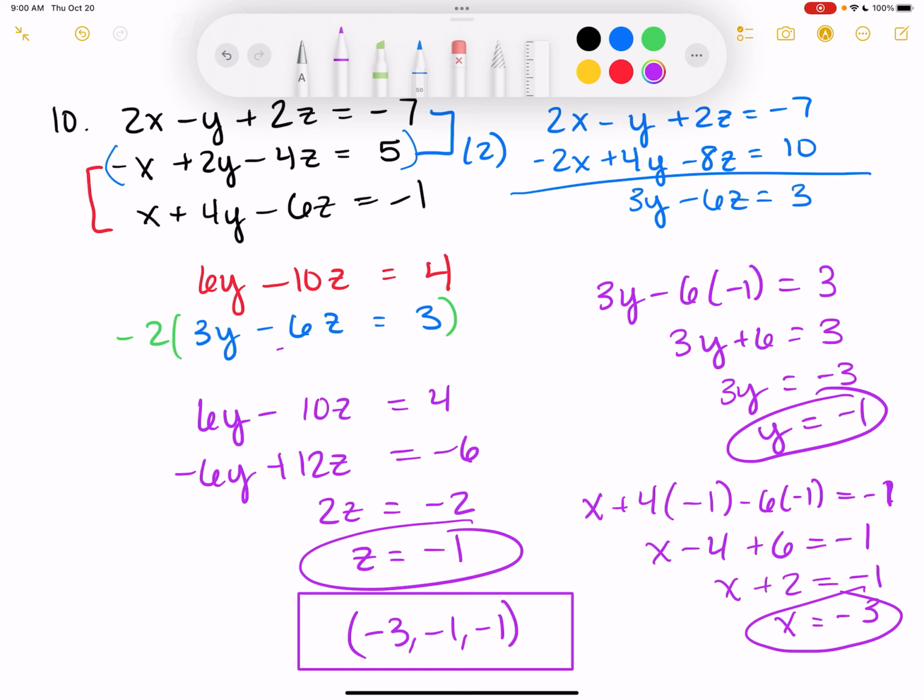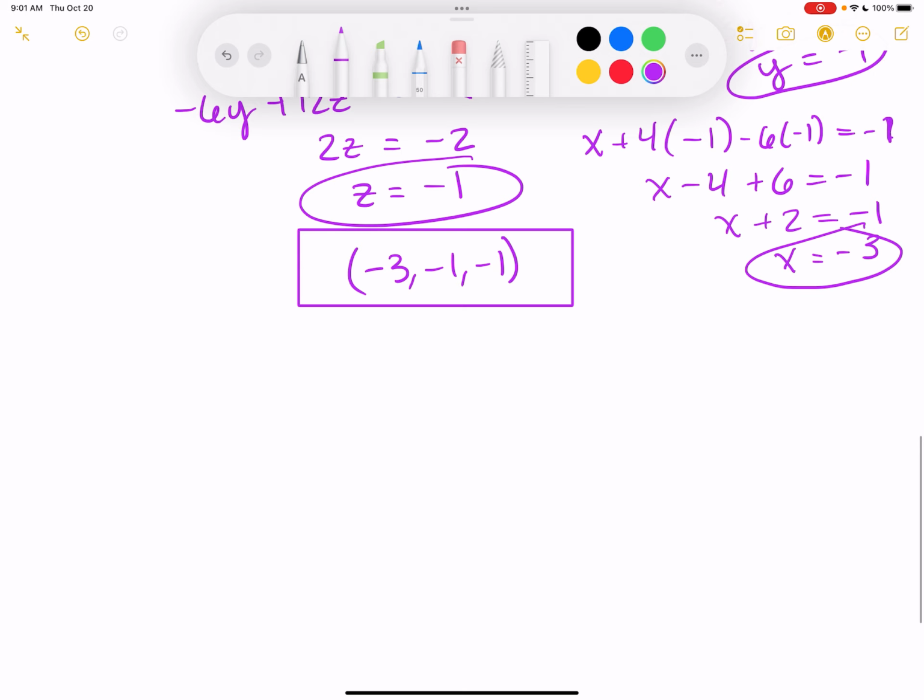Okay. Let's do another one. Any questions about this one? They're not really any harder than the other ones. They're just long. So you do like 3 problems and you feel like you've been working for 2 hours. They're so long.